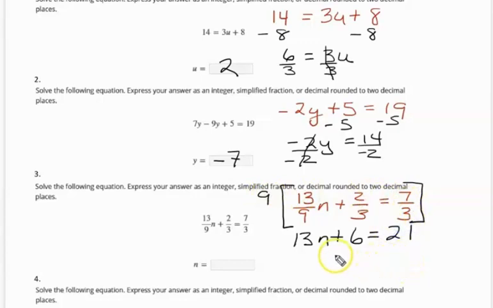So the next step would be to subtract 6 from both sides, and we get 13n equals 15, and then divide both sides by 13, and your answer is 15/13.